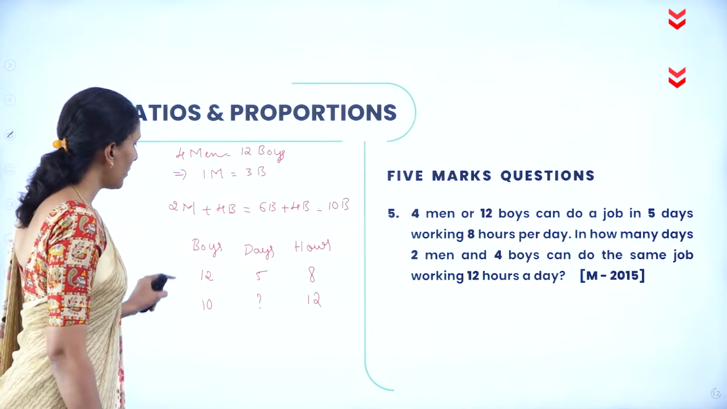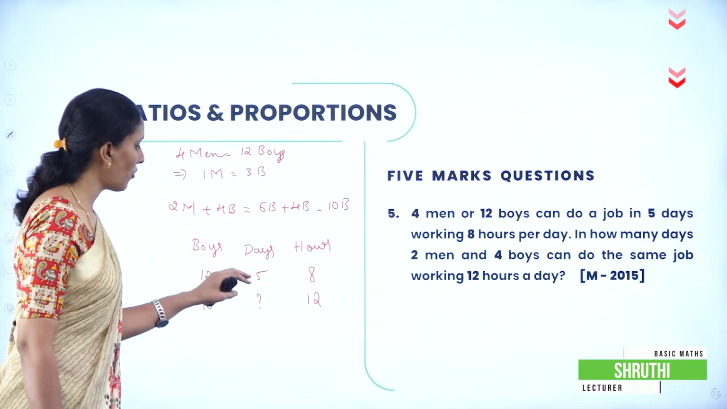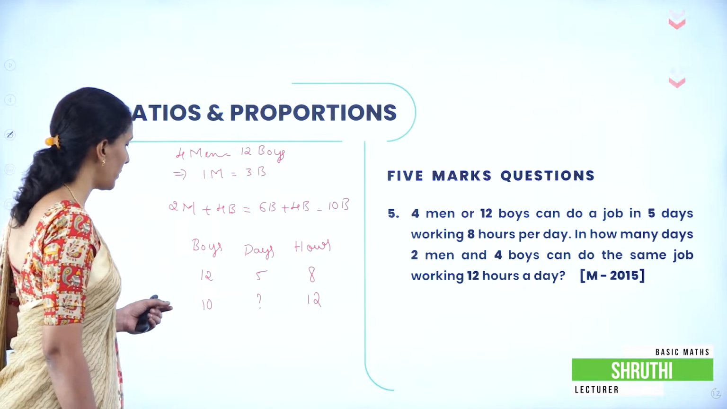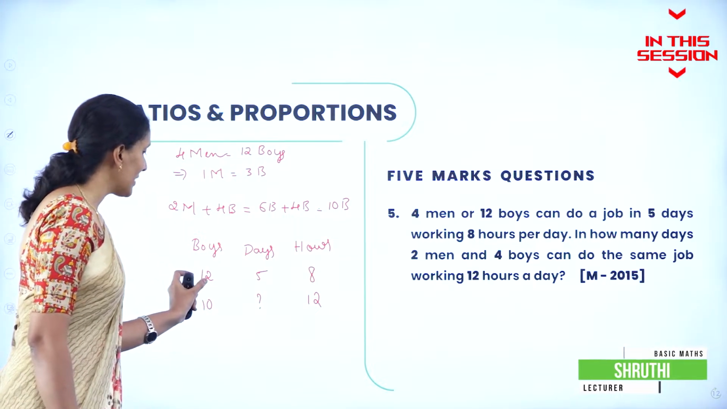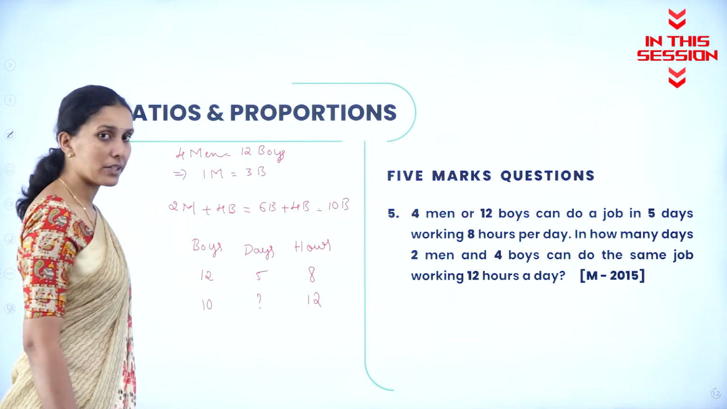From the data you can observe that boys and number of days are inversely proportional to each other, because when I increase the number of boys, the number of days reduces.